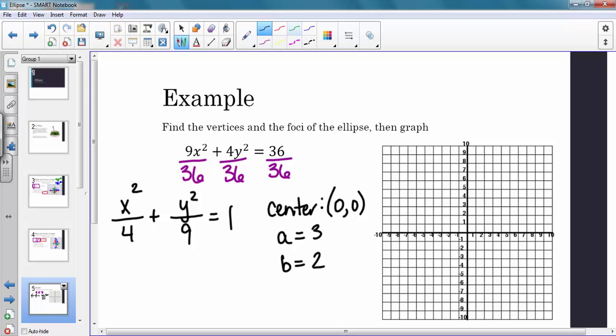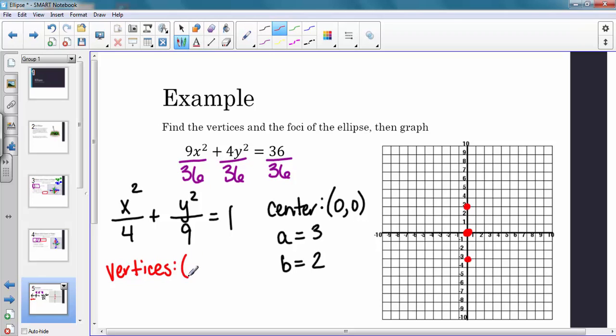So if my center is at 0, 0, my major axis is going to be in the direction of y, because 9 is my bigger number and it's underneath my y. So in the y direction, I need to go 1, 2, 3, 1, 2, 3. And of course, the major axis also gives me my vertices.